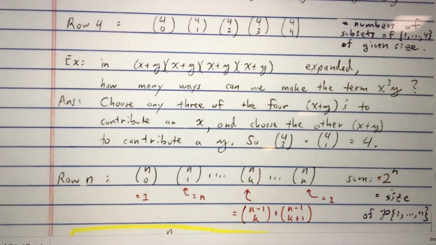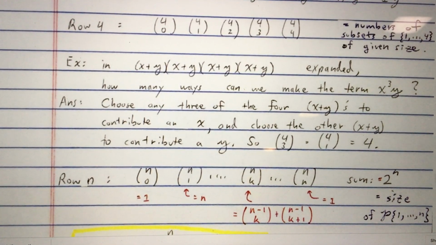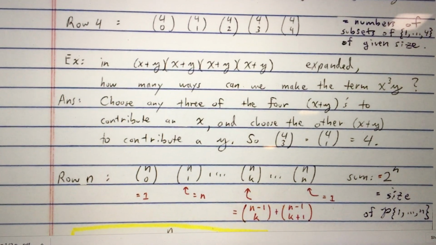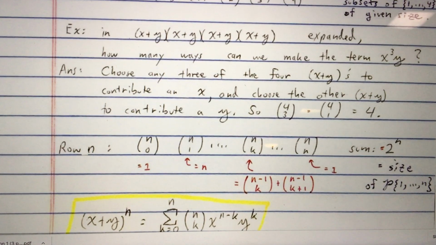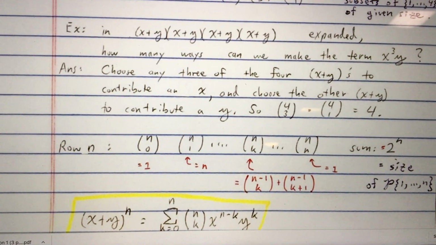It always starts with 1 and ends with 1 each row. The second number in each row is always going to be n, because it's n choose 1. And n choose k is always going to be the sum of the 2 entries in the previous row. So that would be n minus 1 choose k minus 1 plus n minus 1 choose k.